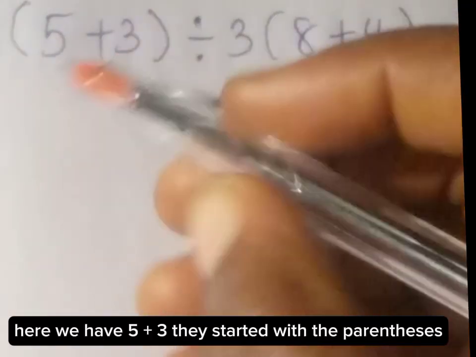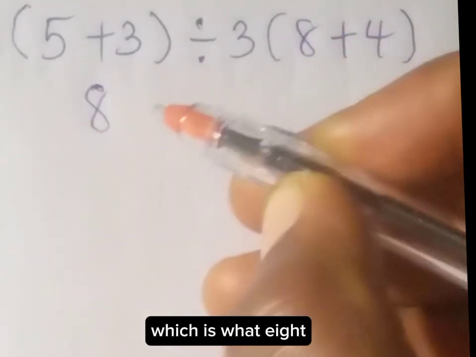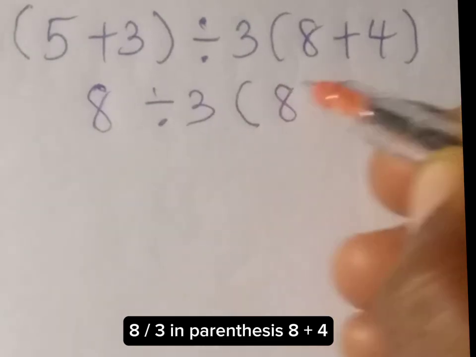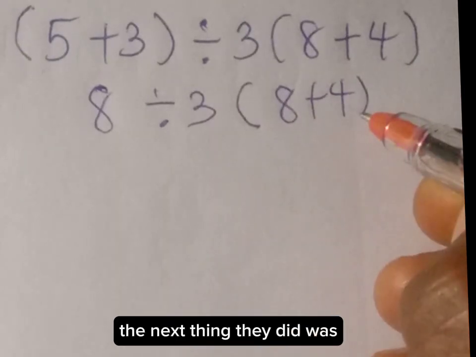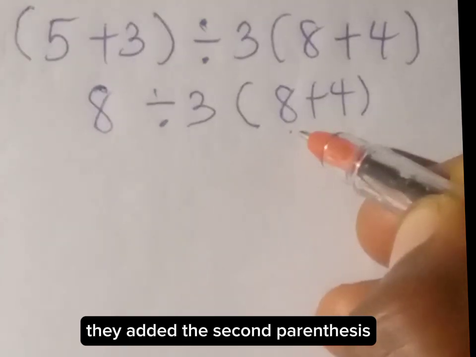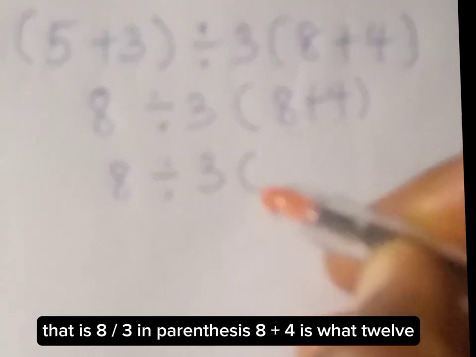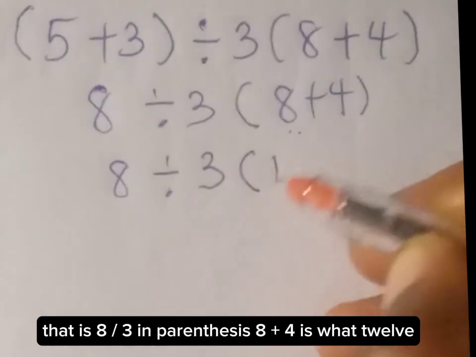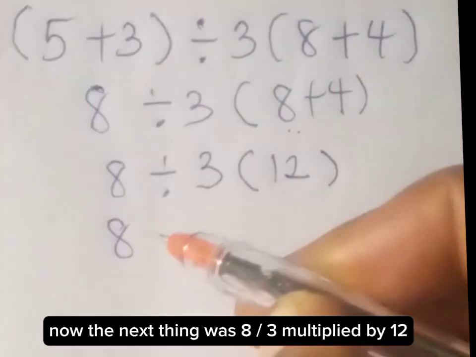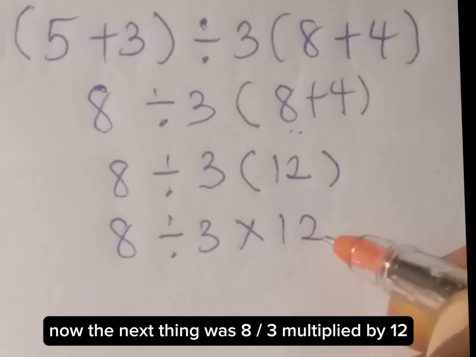Here we have 5 plus 3. They started with the parentheses, which is what? 8. 8 divided by 3, in parentheses, 8 plus 4. The next thing they did was solve the second parentheses: 8 plus 4 is what? 12. Now the next thing was 8 divided by 3 multiplied by 12.